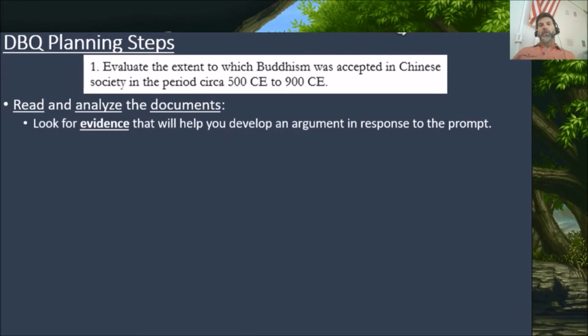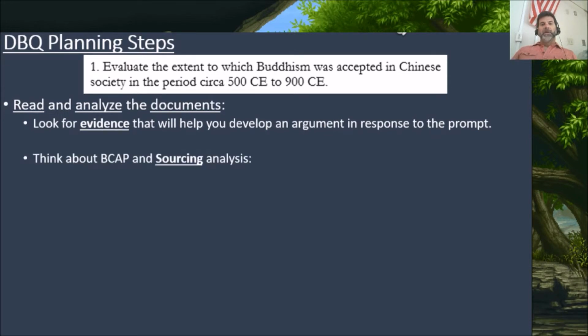This document is for or against. This document's author shows a negative attitude or a positive attitude. Wipe that away. Think very specifically, what is this document showing me about the things that the prompt is talking about? So, in this case, what is this document showing me about how much the Chinese people accepted Buddhism? That is what you're looking for. It doesn't really matter what the author's personal attitude is. Just what can I say based on this document about the extent to which Buddhism was accepted in Chinese society?